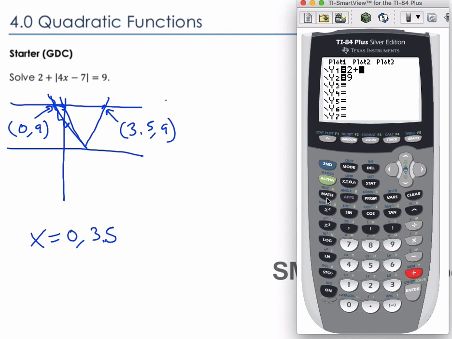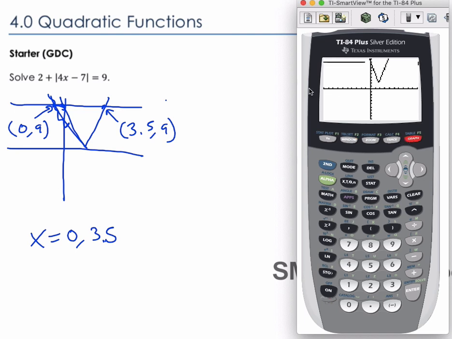And to get the absolute value, I think you can get it under Math. You can also go Alpha, Y equals, actually Alpha, the second one here. There's absolute value. Okay, and type it in. 4x is up here, minus 7. Okay, and I'll just check my window settings are normal, -10 to 10. Usually that works.